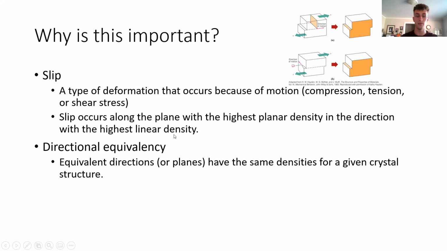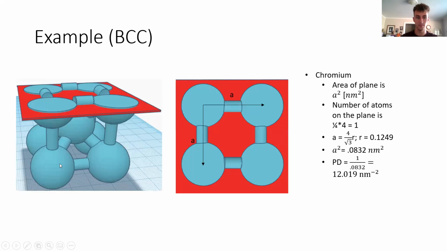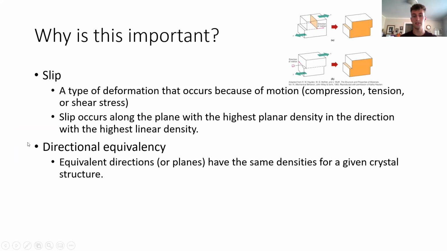That means that if we can calculate the linear density for this vector, and this vector, and this vector, and you do that for all the vectors that originate here, or here, it doesn't really matter, it's the same thing, then you will find the vector that has the highest linear density. And if you do that for all the planes, you'll find the plane with the highest planar density. Once you introduce an outside force, it is extremely likely that slip will occur along the plane that has the highest planar density in the direction of the highest linear density. So that's kind of cool.